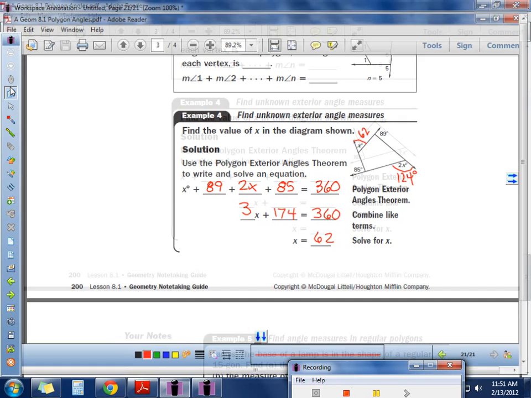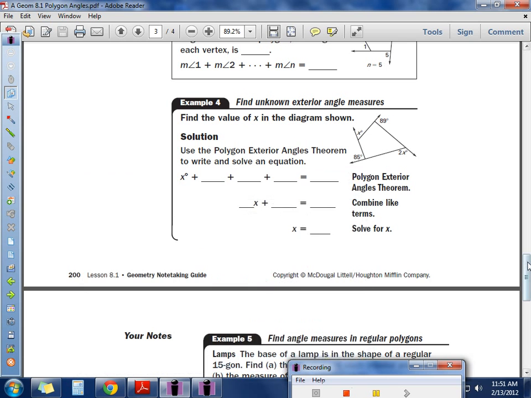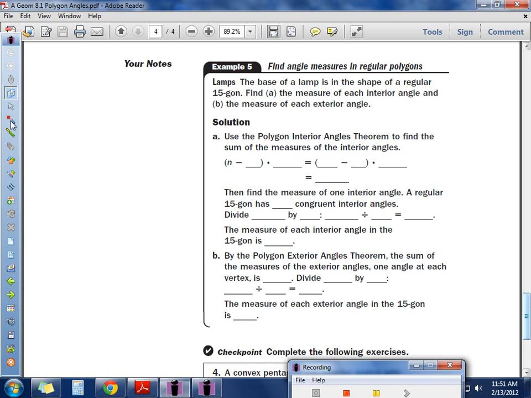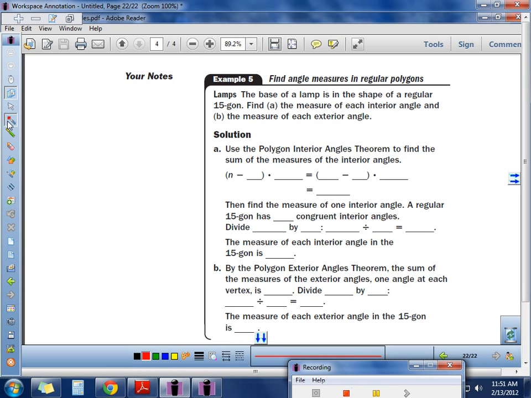All right. Example 5. It's our last example. And this is the most challenging problem in the section. Guarantee it. It has multiple parts. But if you really understand polygons and the formulas we've done so far, it won't be that hard. Example 5 says, the base of a lamp is in the shape of a regular 15-gon. What does regular mean? All sides and all angles are equal. That's a key term right there, regular.